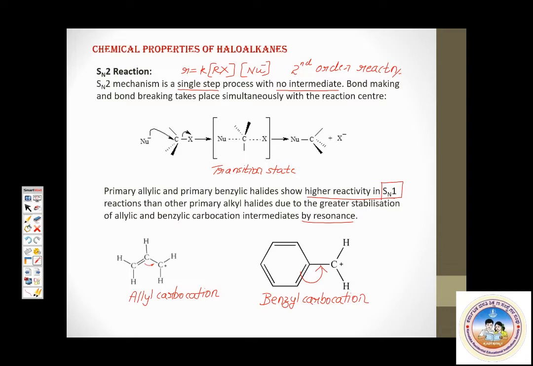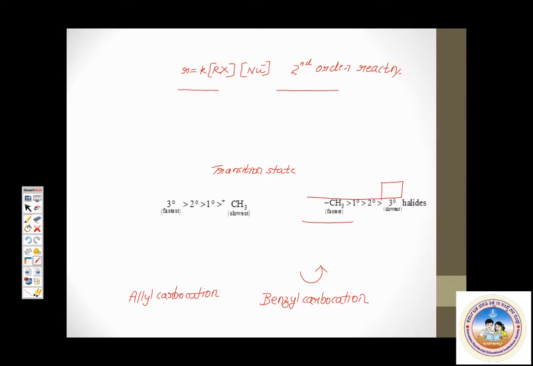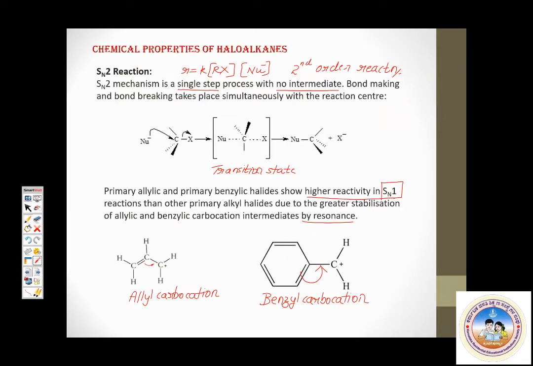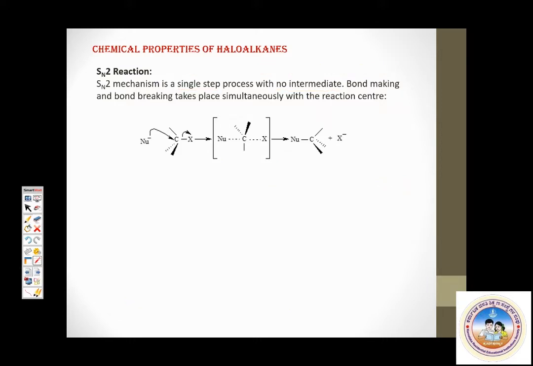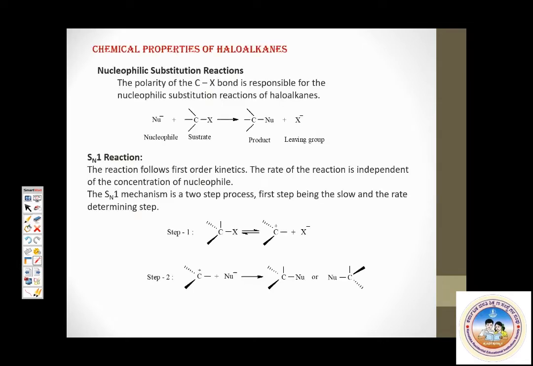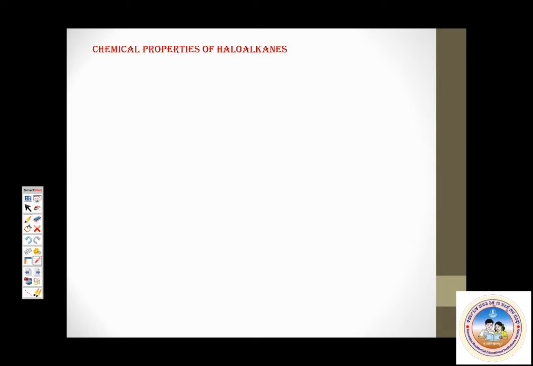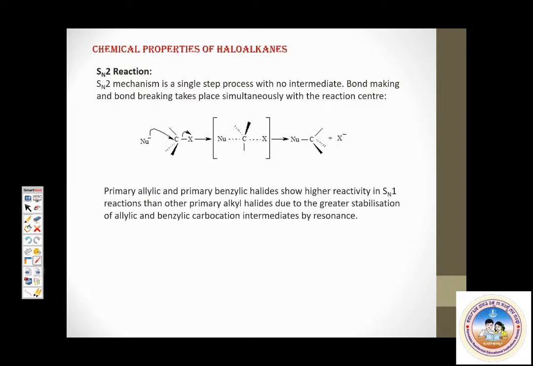I'll now give you the reactivity order for both SN1 and SN2. Okay, for SN1 mechanism, the reactivity order is tertiary greater than secondary greater than primary. Reactivity order for SN1 mechanism. For SN2, it's just the opposite. You all know this. For SN2, the reactivity order is just the opposite, which is primary greater than secondary greater than tertiary. This is because of steric hindrance.